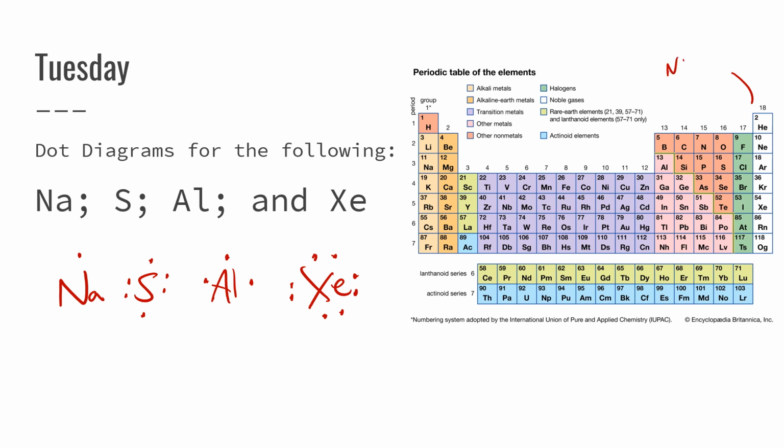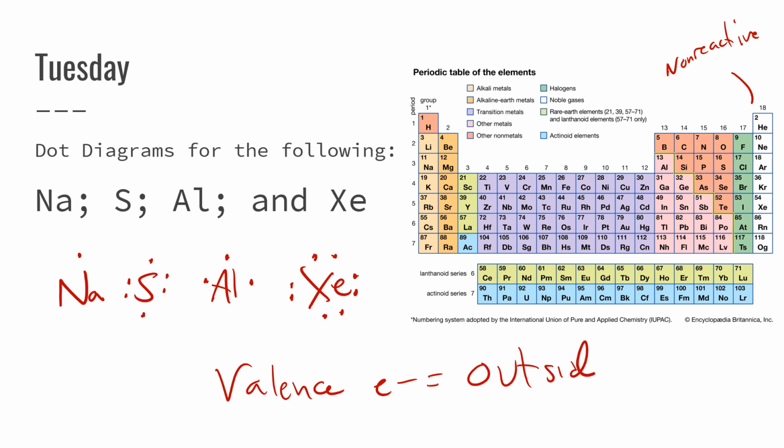The reason that they are non-reactive is because they already have 8 valence electrons. And atoms will have a reaction with something when they're trying to obtain or lose those, so they can end up having 8 total valence electrons. Valence electrons are the electrons on the outside of the atom.